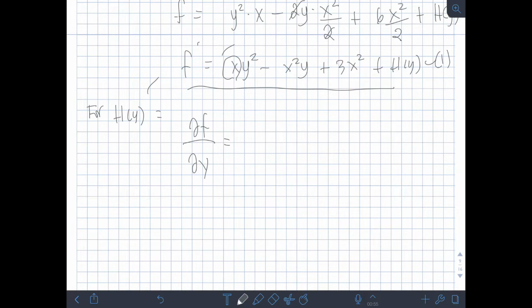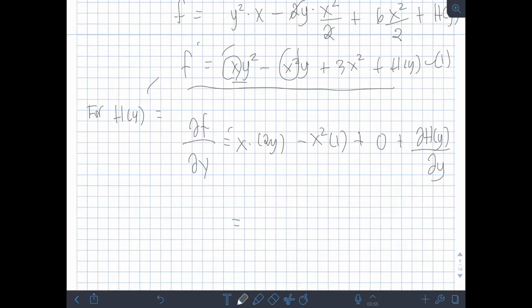So the derivative of f, first term: x is constant, so set it aside, and the derivative of y squared is 2y. Minus x squared, set aside since it is constant, and the derivative of y is 1. Plus 3x squared, since it is constant, is 0. And then plus the derivative of h of y, which we just copy as is: the derivative of h of y with respect to y. Okay? Then this should be equal to our N of x, y.